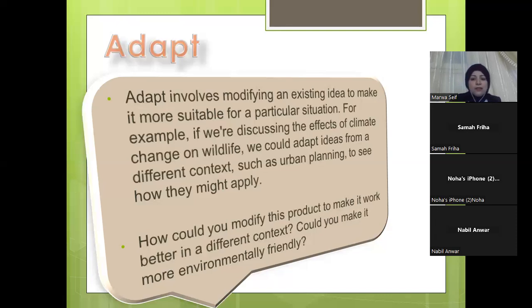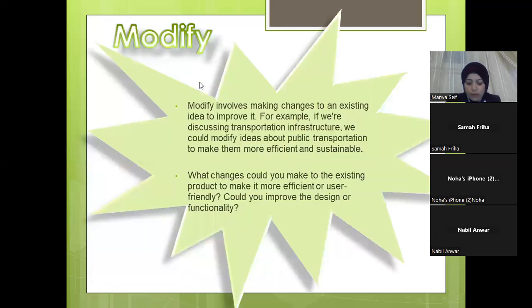Okay, so you adapt it, you use it for something else. Okay, you adapt the product or the process or the situation or the idea we have. Okay, I was just checking the chat box to see if you have any comments or questions.